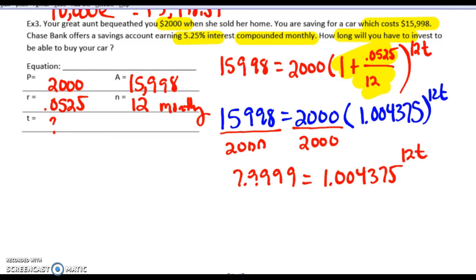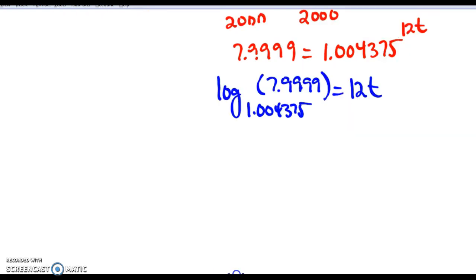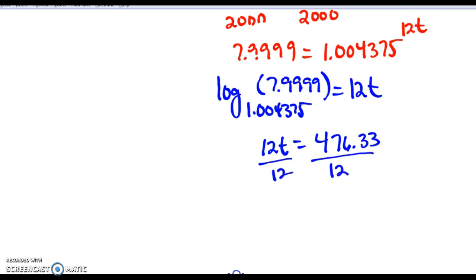Well, you guys, this is exponential. I can turn it into a log. What number is my base? 1.004375. What number is my argument? 7.99999, and that's going to equal 12t. So I'm going to put that in my calculator, evaluate it and get a number, and then I'm going to divide that number by 12. So I end up with 12t equals 476.33, and when I divide by 12, my time is 39.7 years.